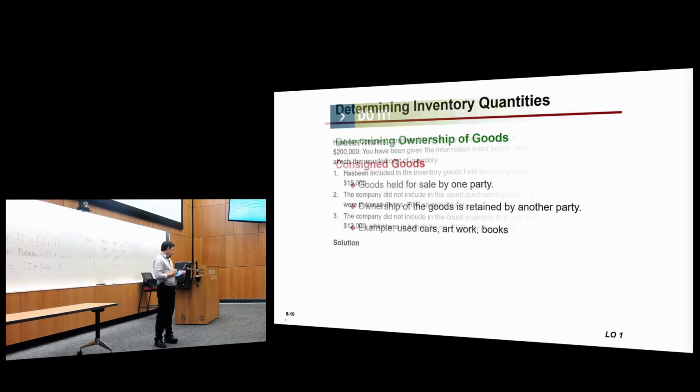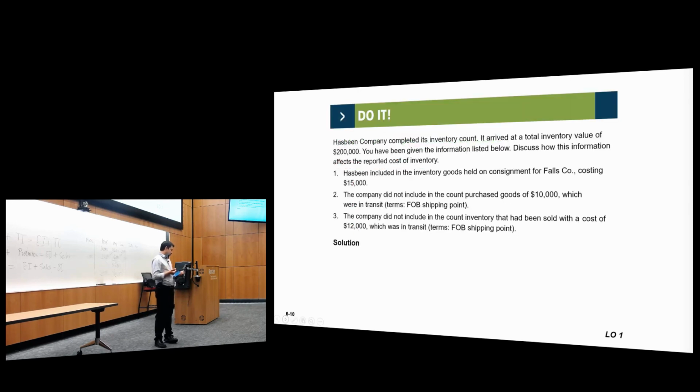Now, a company has completed its inventory count. It will have its total inventory value of $200,000. You have been given the information listed below. Discuss how this information affects the reported cost of inventory. So if the company included in the inventory goods held on consignment costing $15,000, they included that in their inventory. Is this correct or no? What would that do to the company's inventory?